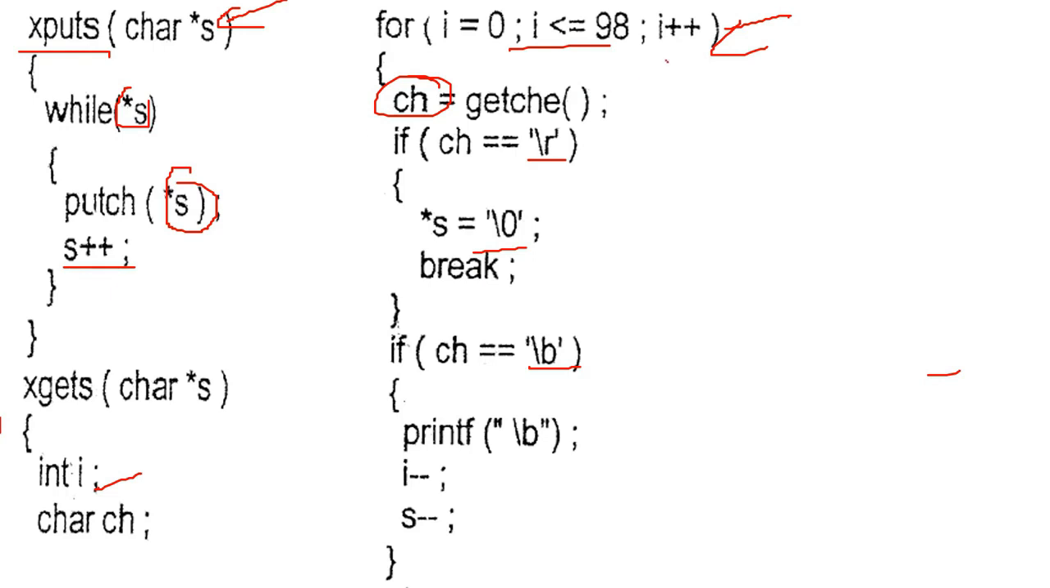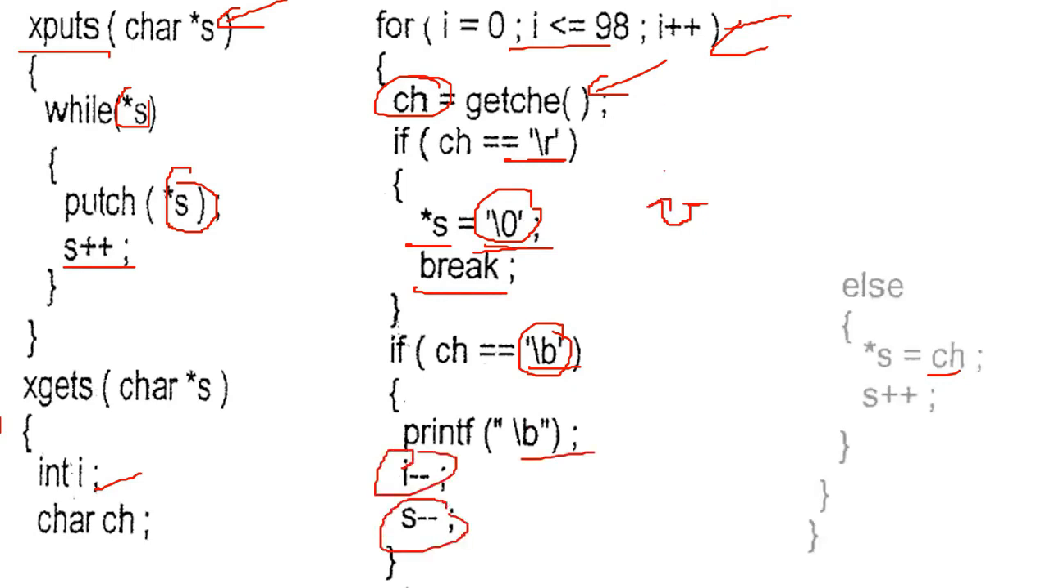If it is a carriage return, then the value at this *s you have to put as \0 and then break. If it is backspace, meaning if the element here is backspace, you have to go back to the previous element. For that, you say i-- and s--, and you just have to print this \b. Otherwise, you just take this ch in this *s and just say s++.